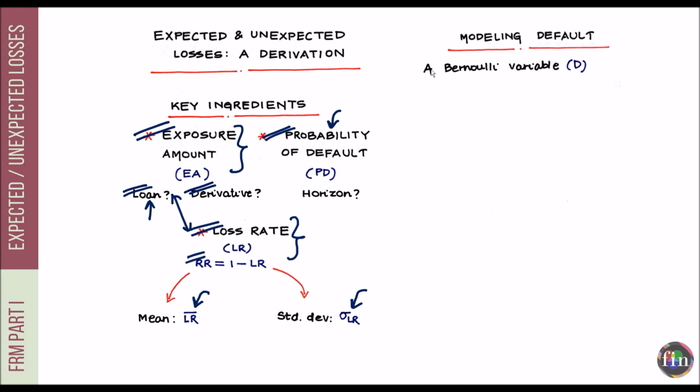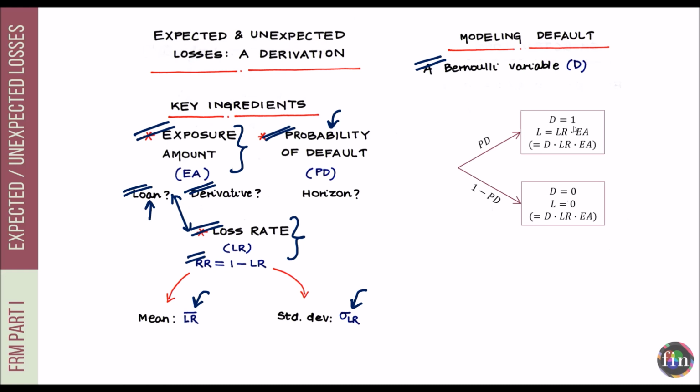So our model, very simply put, will try and capture two future states of the world, and let's say which of the two states finally reveals itself, we get to know that after the end of our horizon, which I said is 1 year. So we are capturing two states of the world. One can be default, one can be survival, by a Bernoulli variable. Let's call that variable D. So I'm assuming here that D can take two possible values. When D takes on a value 1, it's a state of default. That state materializes, let's say, with a probability PD.